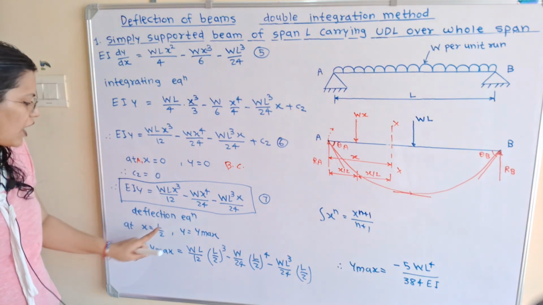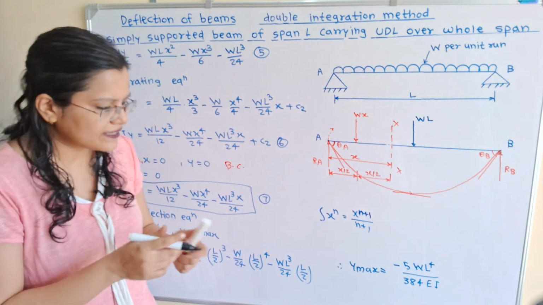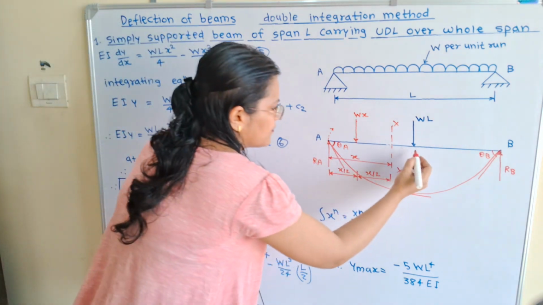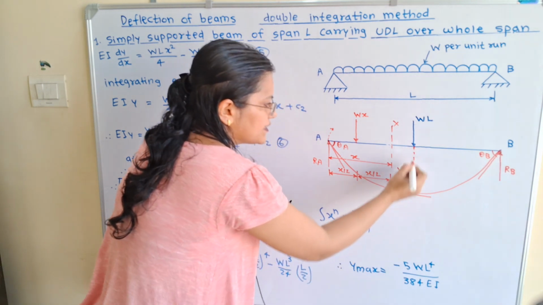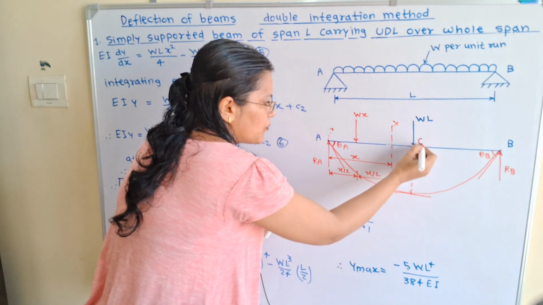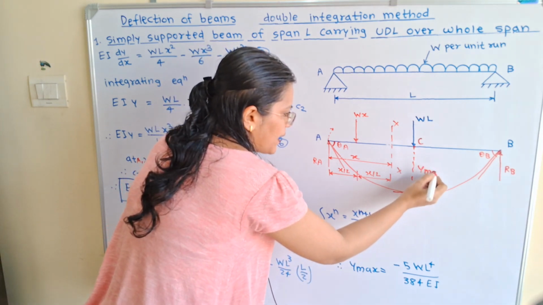Now we will find out the maximum deflection. If we observe this diagram, at the center there is maximum deflection, where I will show here the deflection, that means the vertical distance from the original position. So this is C and this is C dash, and this is known as y max.